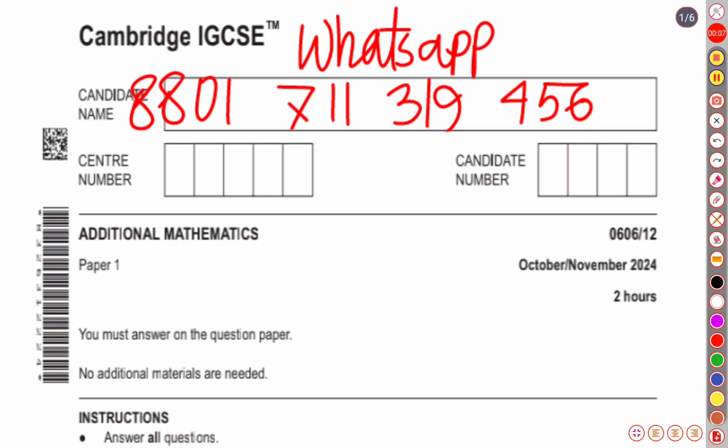Today we are going to solve a question on finding the equation and midpoint of a tangent to the curve. And the question belongs to paper 060612 for the session October-November 2024.